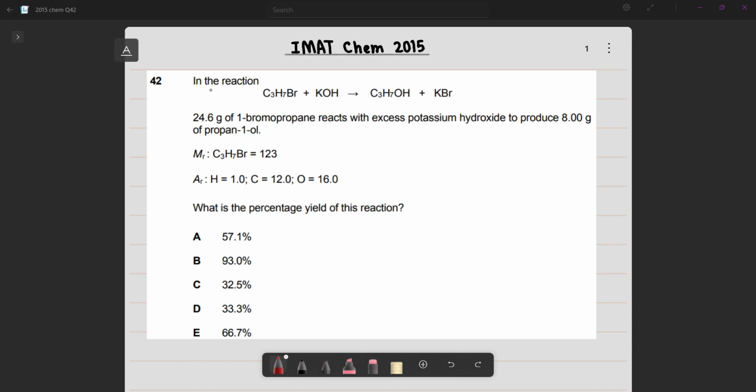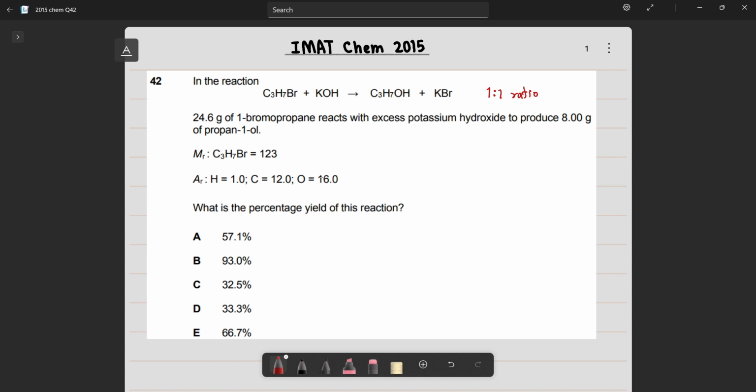So in the reaction, 24.6 gram of 1-bromopropane reacts with excess potassium hydroxide to produce 8 gram of propan-1-ol. So we are given the balanced chemical equation. We know that for each species it's a 1-to-1 ratio, so for the overall reaction it's a 1-to-1 ratio. We're given the Mr of each element and compound. So the question asks, what is the percentage yield of this reaction?